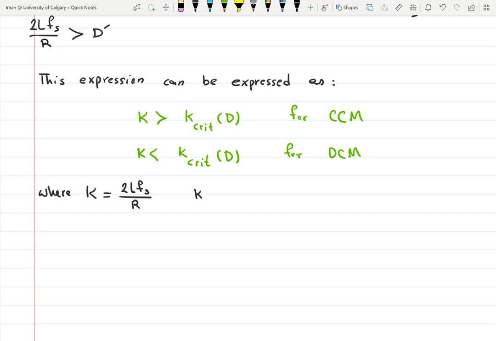for buck converter, the function of D is equal to D' or 1 minus D. Right, so if my K critical, which is the D', is less than K, which is 2 L F_s divided by R, then I'm operating in CCM. If not, I'm operating in DCM. This is for the buck converter.